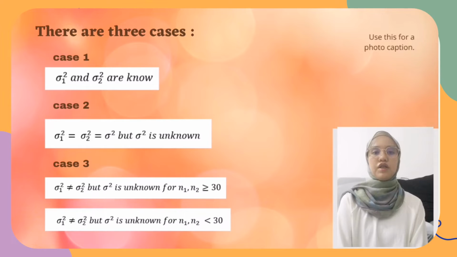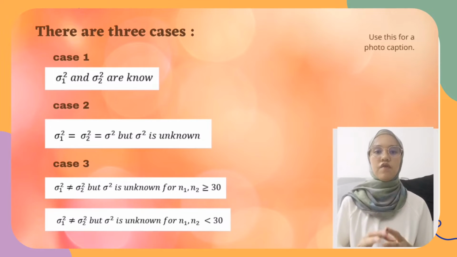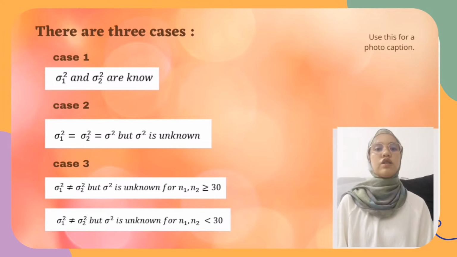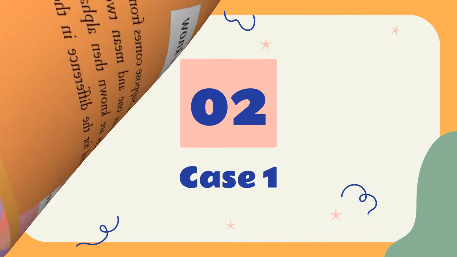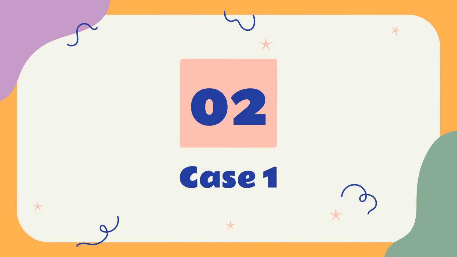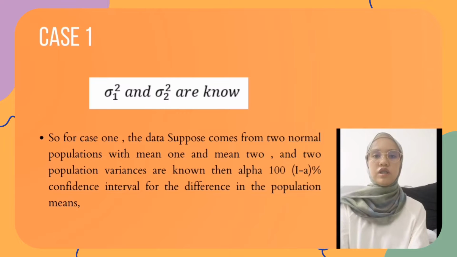There are three cases in confidence interval that we will learn. The first case is where the two variances are known. Second is where the variances are unknown and variance 1 is equal to variance 2. And lastly is where variance 1 is not equal to variance 2 and the variances are unknown. First, let's start our lesson today with case 1.